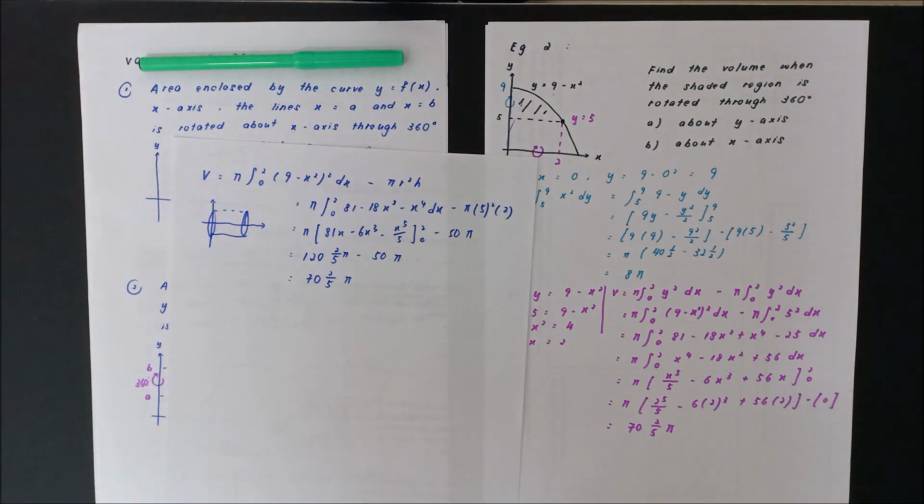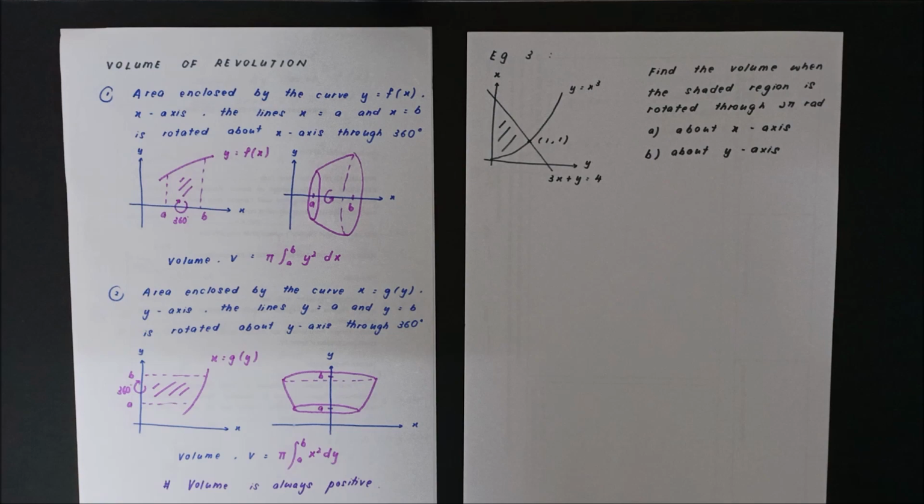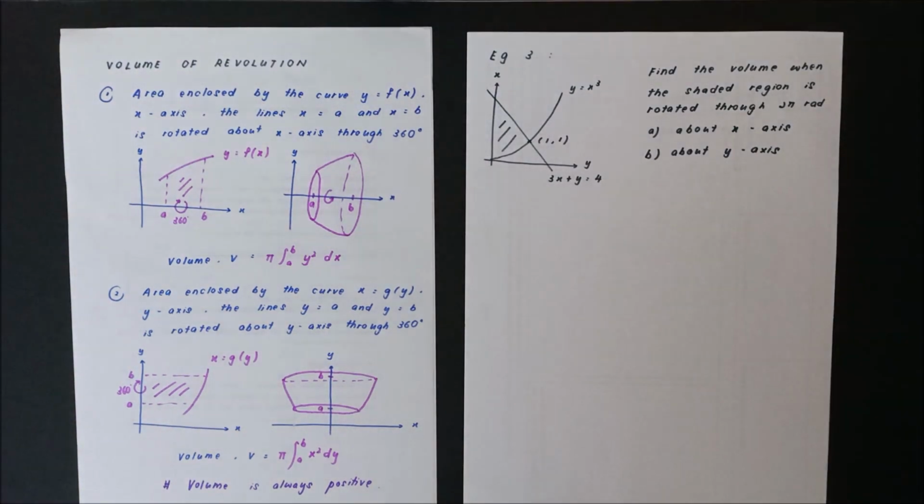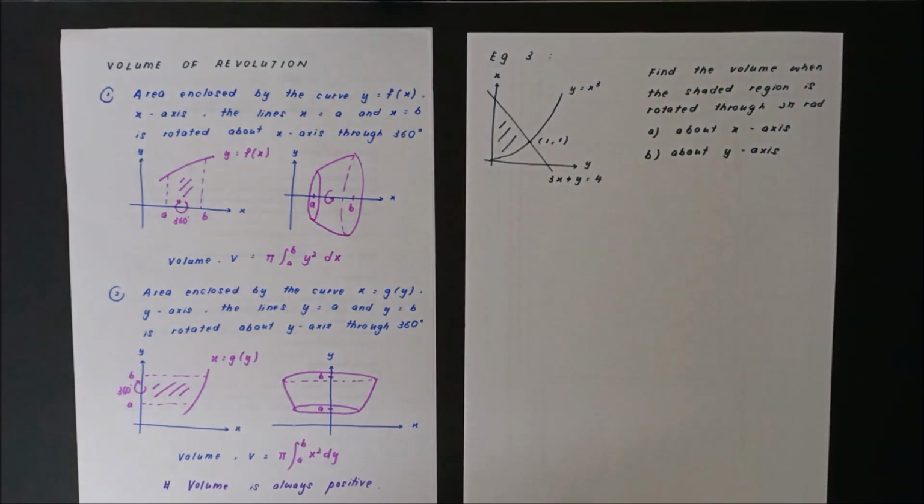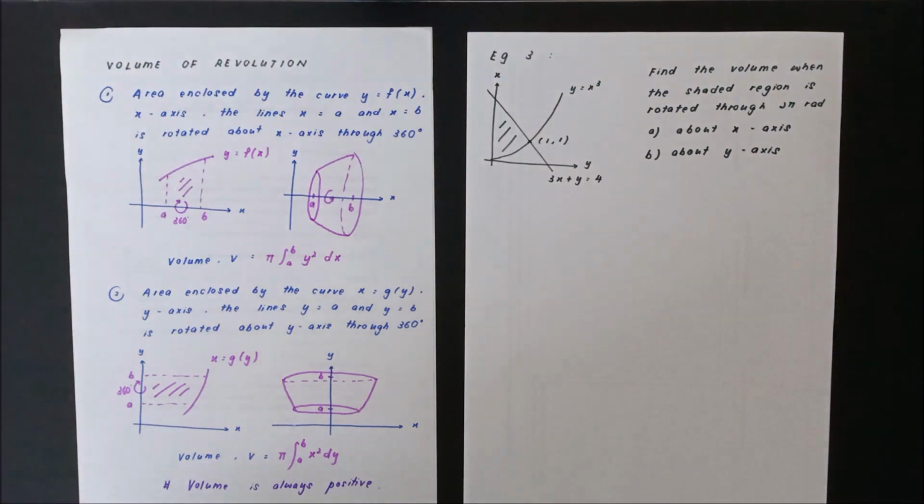Okay, so later on we'll be finishing; we have 2 more examples here. We are going to settle 2 more examples. So example 3: find the volume when the shaded region is rotated through 2 pi radians. No matter whether you see 2 pi radians or 360 degrees, it's the same thing, so don't need to worry about that. And then it's rotated about the x-axis, then about the y-axis. Maybe start with the x-axis first.